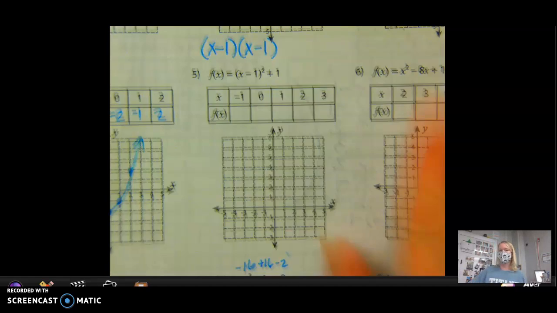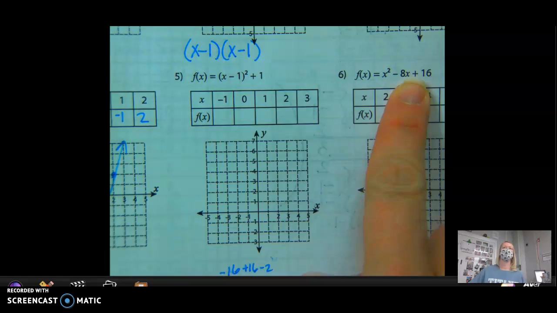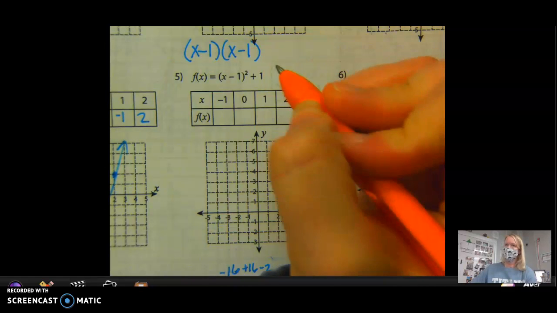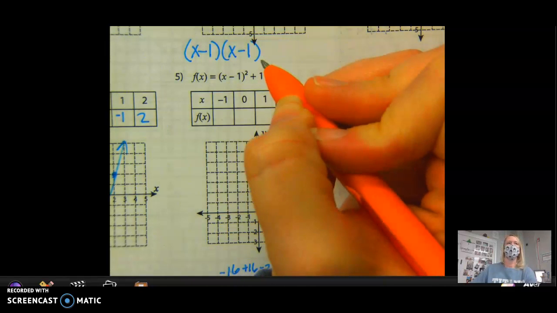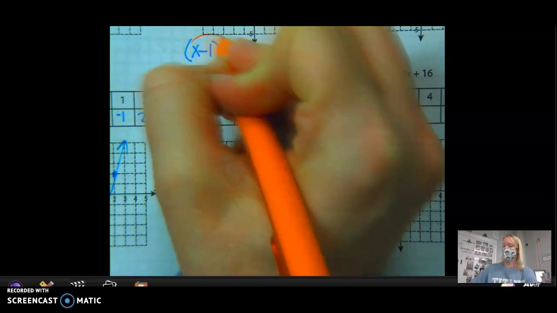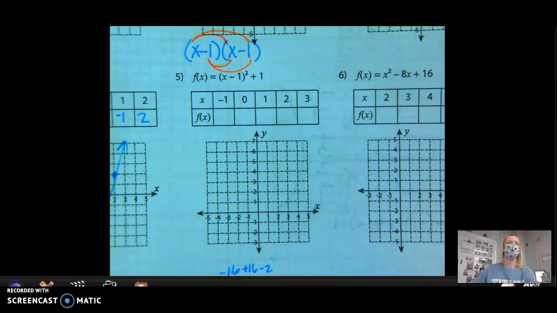I need to get it into this form though, right? How do I take something that looks like this and get it into this form? What would I do? Again, last unit. What do you think we do, guys? Distribute. What am I distributing? FOIL, right? What does that mean to do? First, outside, inside, last. Do you guys remember that?